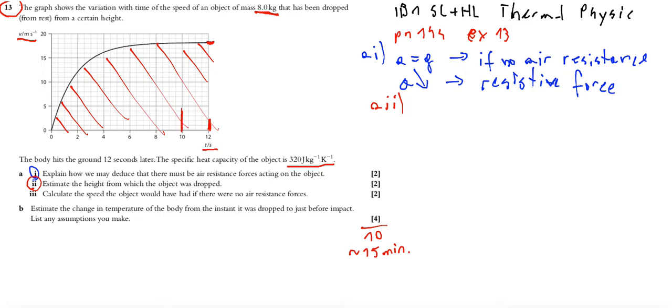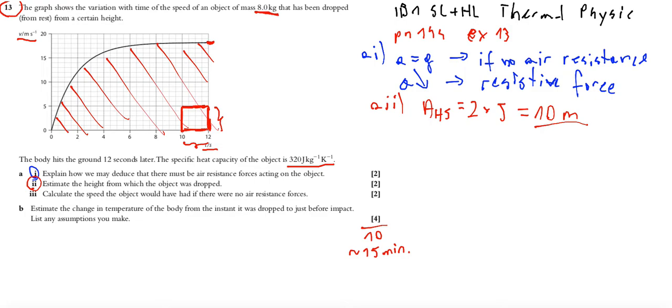What is important here? Each huge square has an area of 2 seconds times 5 meters per second. So each huge square represents a distance equivalent to 10 meters. So you can find the distance traveled by the object, so the height from which the object is released, by counting squares, and each huge square represents 10 meters.